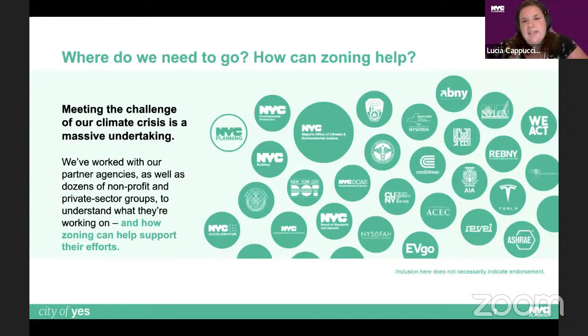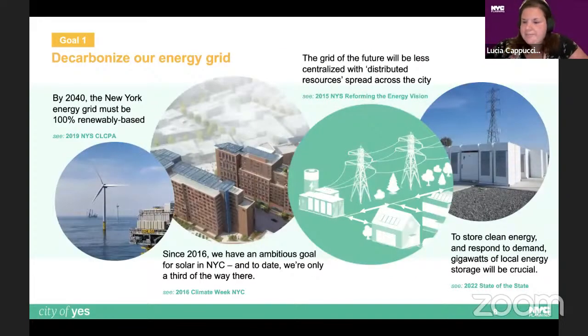So with those in mind, and after our department met with a number of agencies and advocacy groups, we've developed these 4 key goals that we're working towards, as well as 17 specific zoning changes that we've identified to achieve those 4 goals. And I will now go into more specifics on that.